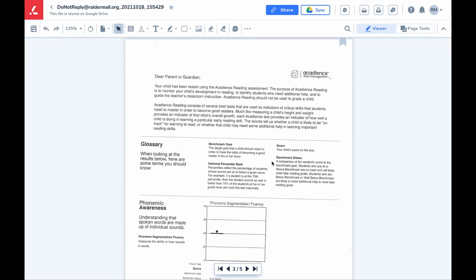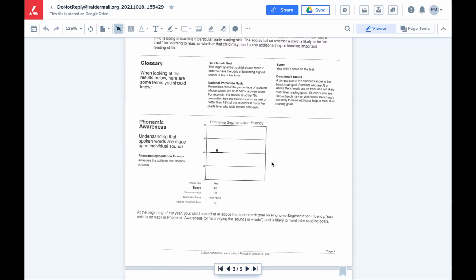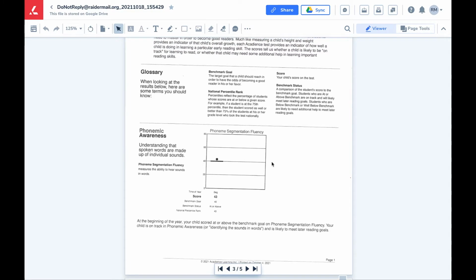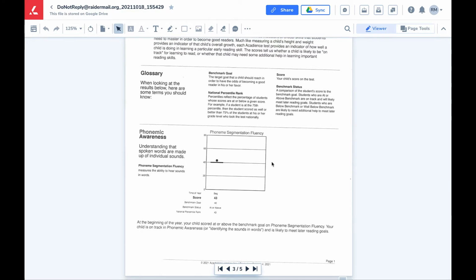We're going to talk about Acadience. This is what used to be called DIBELS. Now it's called Acadience. We have several tests that we score here. This one happens to be a first grade sample, so some of the second grade might look slightly different, but let's quickly talk about what each of these are.